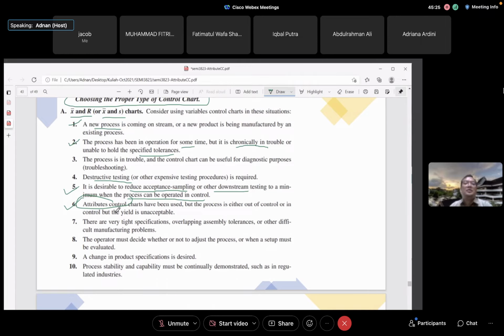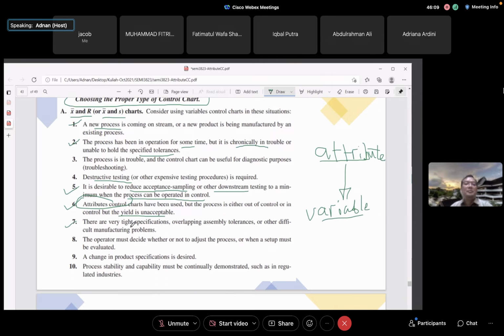Number 6 here: an attribute control chart has been used, but the process is either out of control, or in control but yields unacceptable product. Actually, an attribute control chart is easier to implement and cheaper. Maybe you can start with attribute, but after some time, when we understand the process, we change to variables. Of course, variable is more expensive and needs equipment. Because of less information from attribute, we change to variable control chart so that we get the patterns and understand more detail of the process behavior or process characteristics.